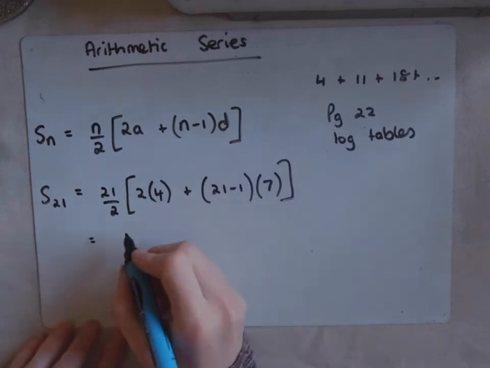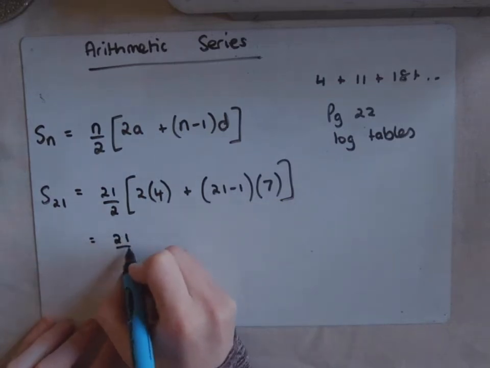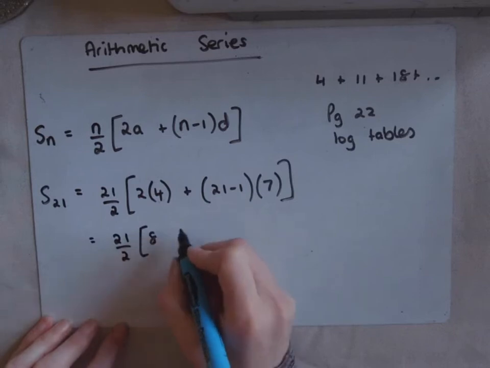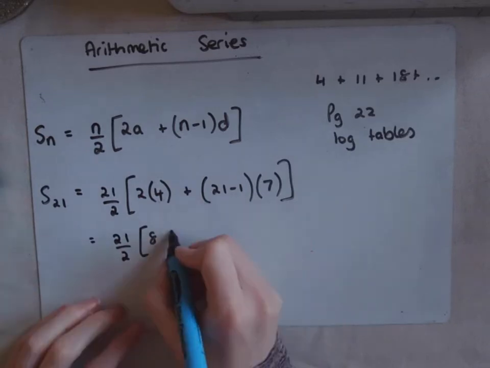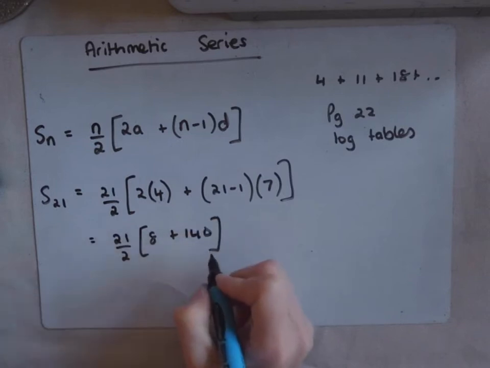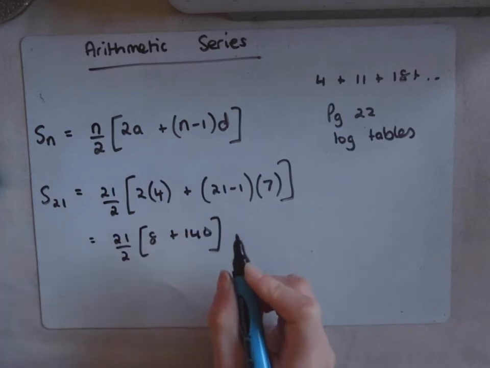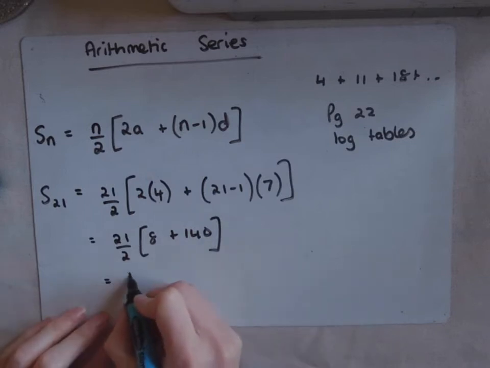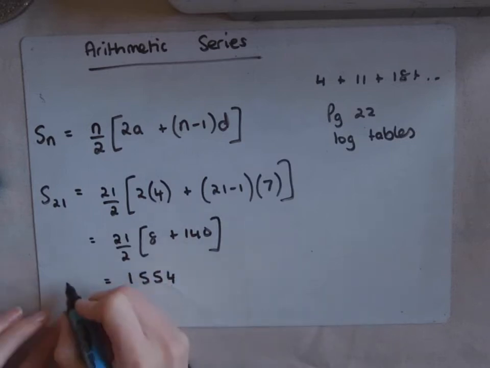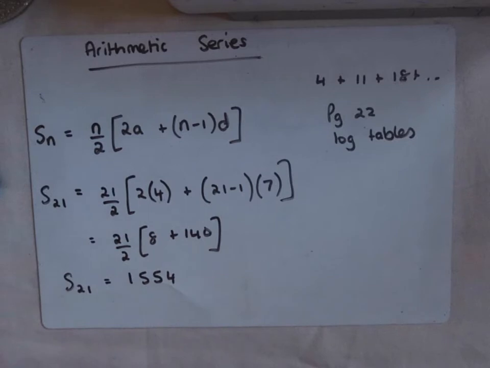Okay, and you can just throw that into your calculator. 20 times 7, and then multiply by 21 divided by 2. You can just throw it straight into the calculator. So the sum of the series, which is the sum of the 21 terms, is 1554.